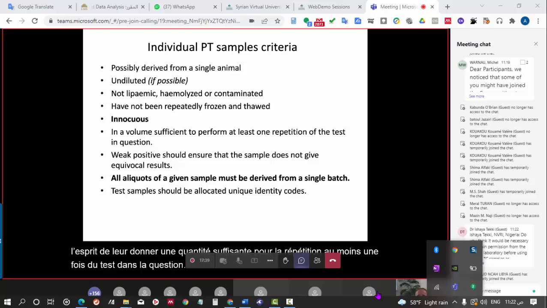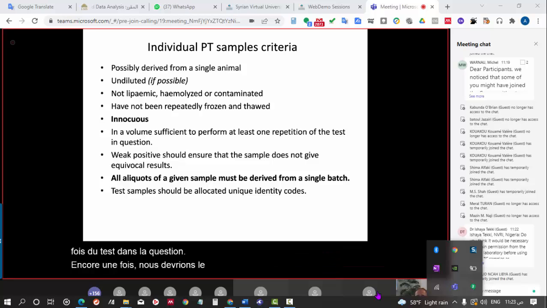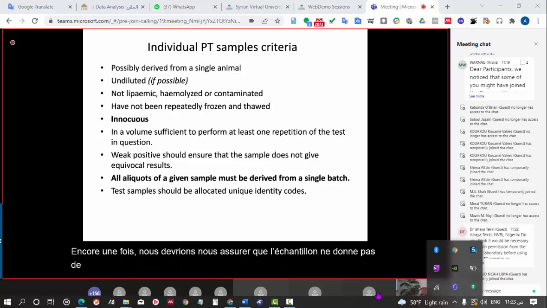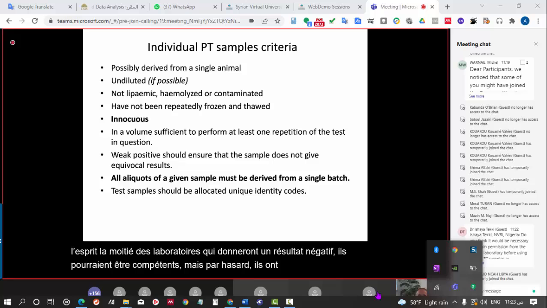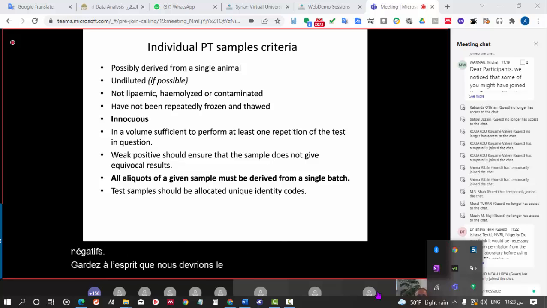Again, a weak positive should ensure that the sample does not give an equivocal result. So sometimes if you prepare a weak positive, in 50% of cases it will be positive, in 50% it will be negative. So keeping that in mind, half of the laboratories that give a negative result might be proficient, but by chance they gave negative results. So keep in mind that a weak positive should not be at the very edge of the cutoff value.